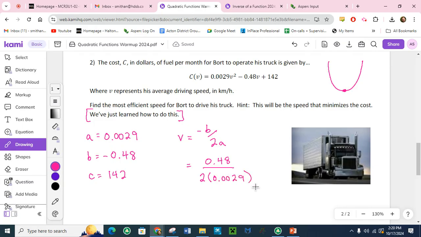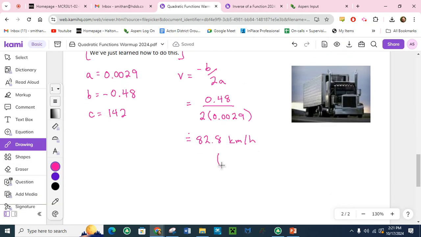Now, if you get a decimal, a nasty one, that's okay. That's real life for you. Let's just round to maybe one decimal place here. I got about 82.8. So you guys get that too? And our speed's in kilometers per hour here. So actually note that we're done. This question wasn't asking you to find how much it will cost to have an average speed of this. It just says how fast should Bort drive his truck to be most efficient. So we're done.